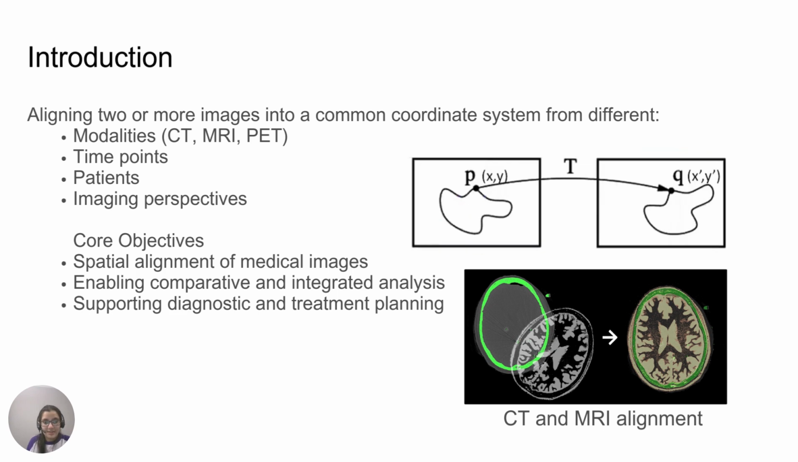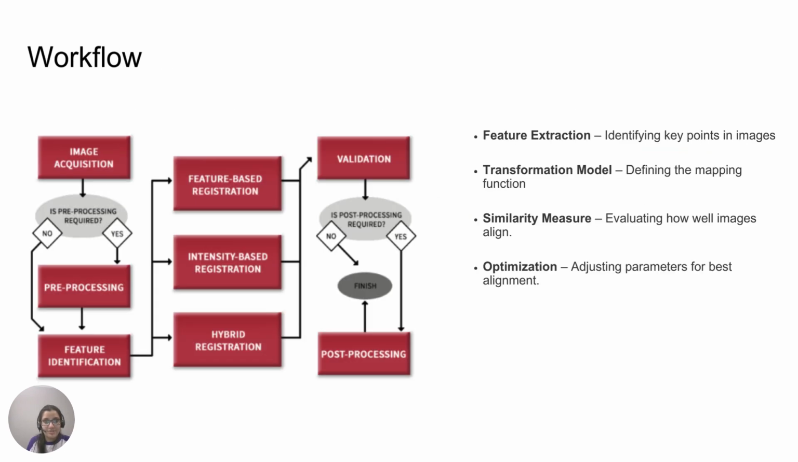Now let's see how medical image registration is performed. So this is the general workflow. The initial step is image acquisition, wherein the medical images are acquired via different modalities like CT, MRI, PET, and ultrasound. Then comes the pre-processing steps. These may be performed before registration to reduce noise, enhance the images, or highlight specific anatomy through segmentation.